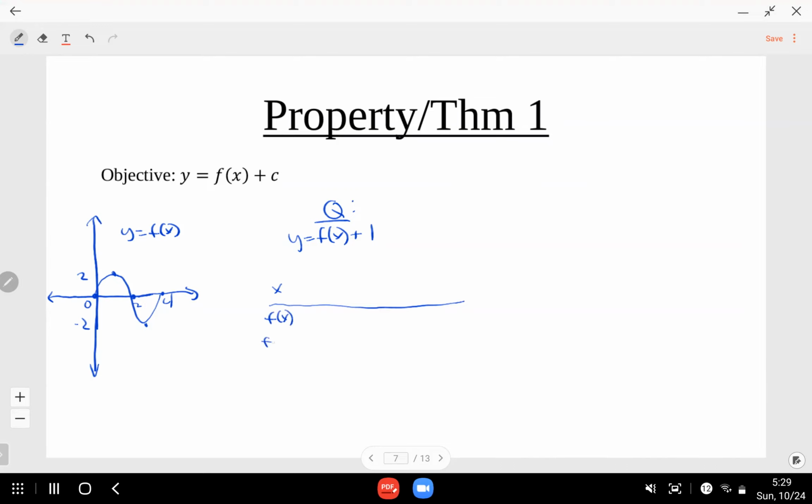And then we're gonna have f of x plus 1. All right, so this chart sucks too. Gotta be kidding me.